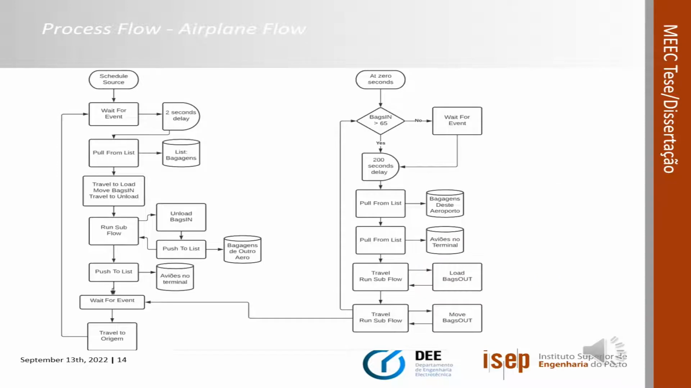For the implementation of the flow of the planes, it is necessary to wait for the baggages to arrive, so they can start their journey. In the case of the arrival baggages, on the left side of this flowchart, they will pull the baggages from the local list "bagagens", and after that, the plane can start the journey towards one of the stands. Within a run-sub flow, it is unloaded and sent to the global list "Bagagens de outro aero". This list will also be used by the AGVs in the future to pull the baggages.